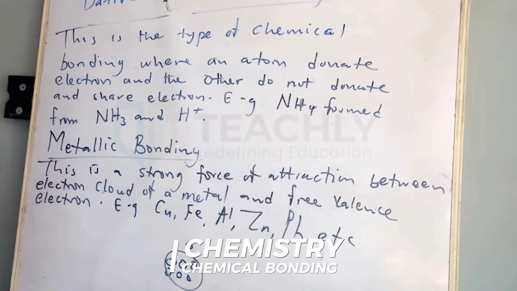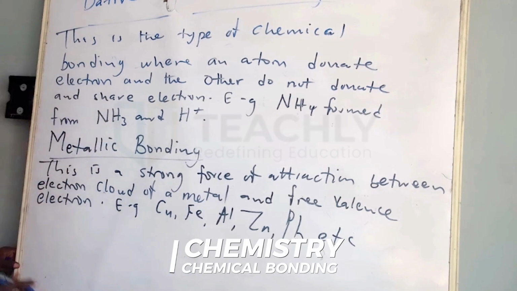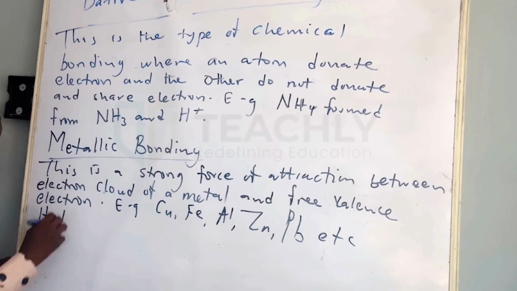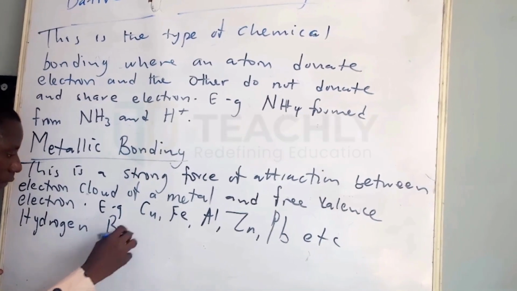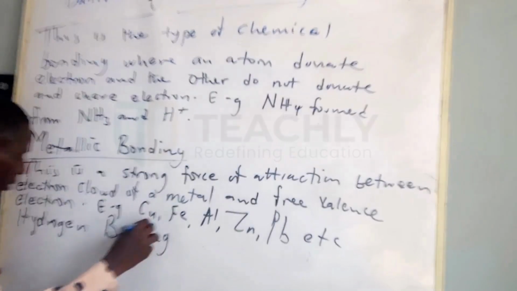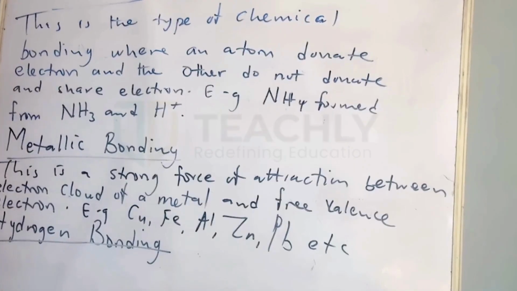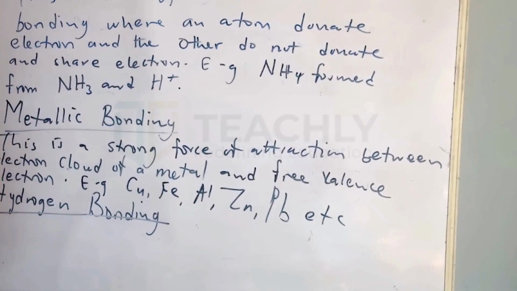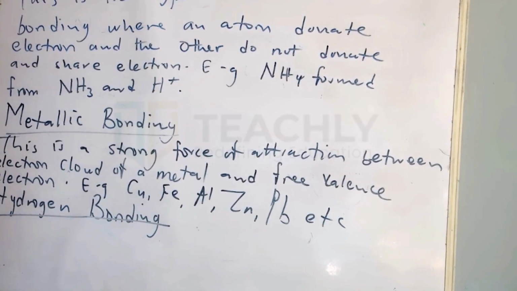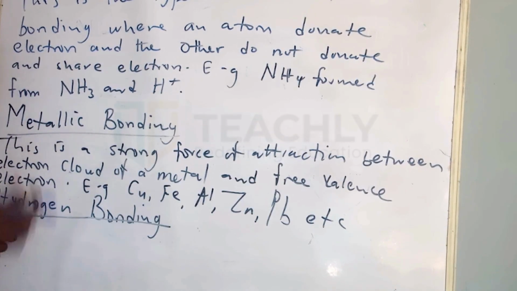So another type of bond that we are seeing is hydrogen bond. For hydrogen bonding, this is common when hydrogen is reacting, forming a reaction with a highly electronegative element.